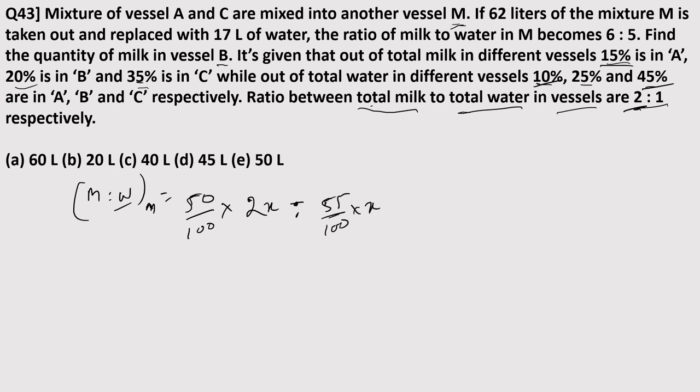Right? This is coming out to be, guys, how much? This x will get cancelled out. This is coming out to be 1 by 5, 1 by 2. This is 2. This is coming out to be 20 is to 11. Ratio of milk is to water. Fine. Now it is saying if 62 liters of mixture M is taken out and replaced with 70 liters of water.